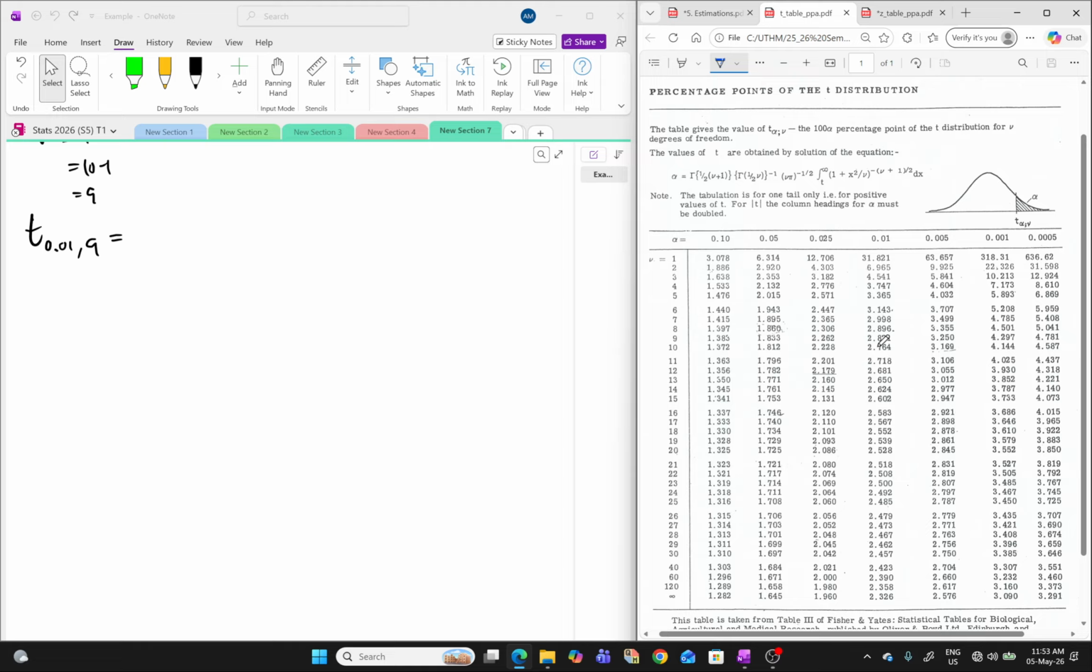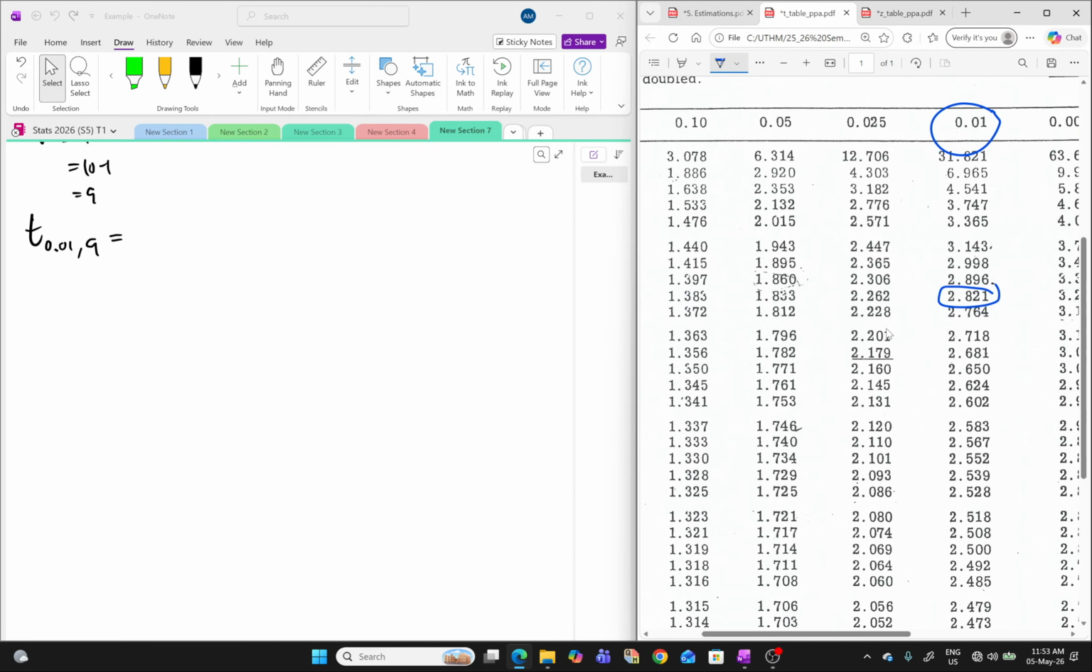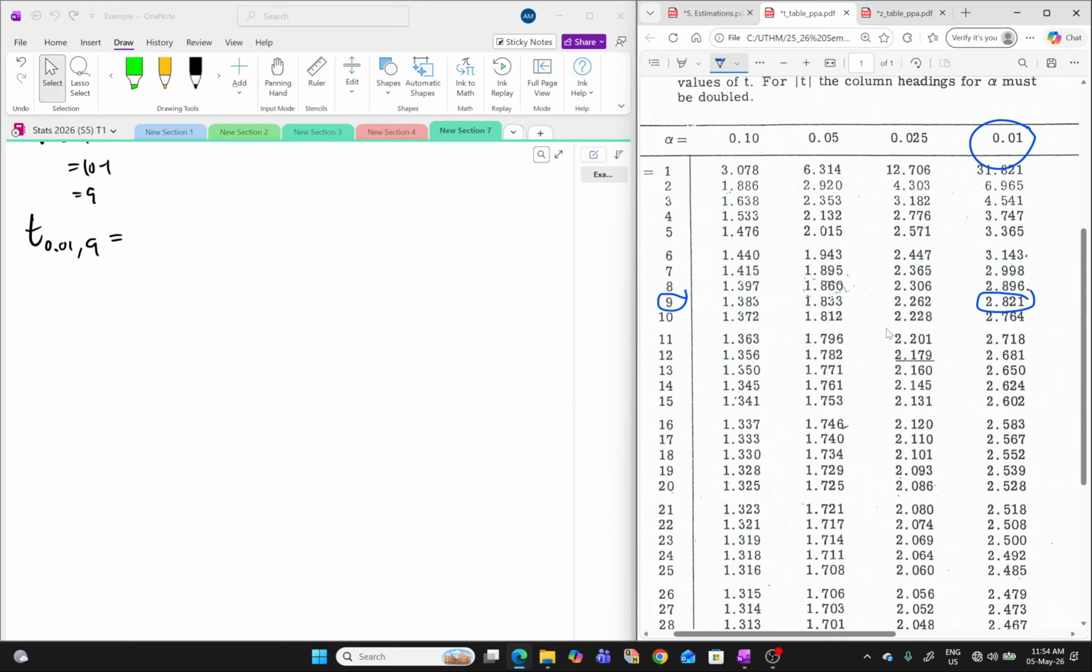If you notice here, 0.01 is here, degree of freedom is 9. For example, 0.01, 9, 2.821. Now use your formula.